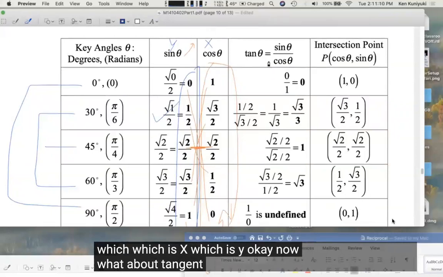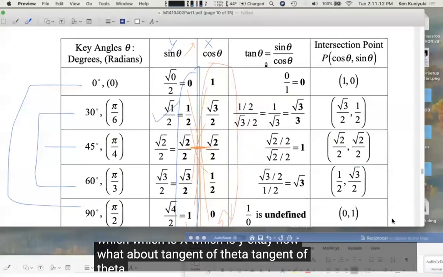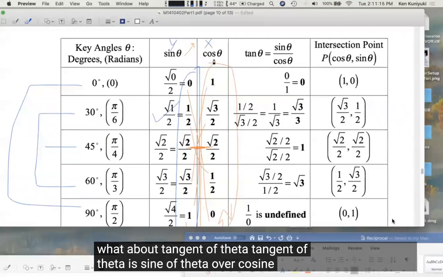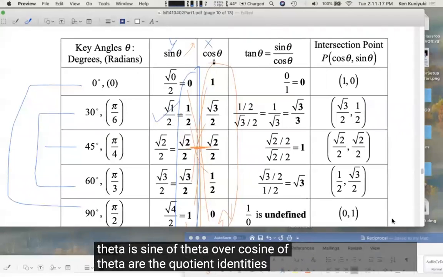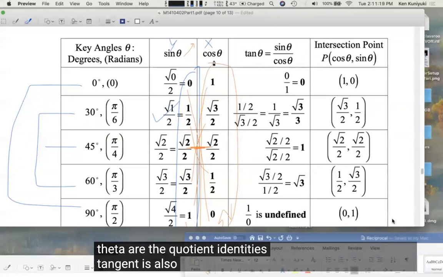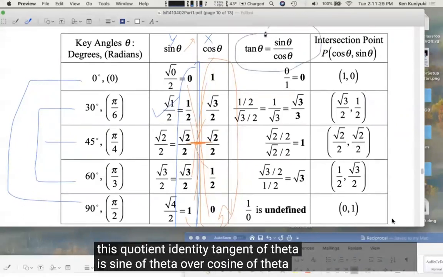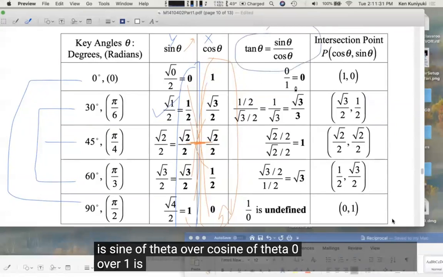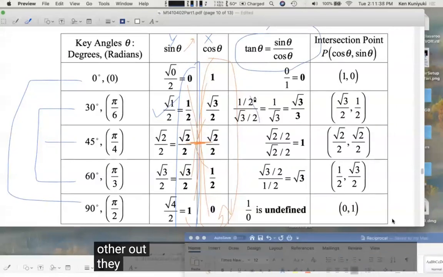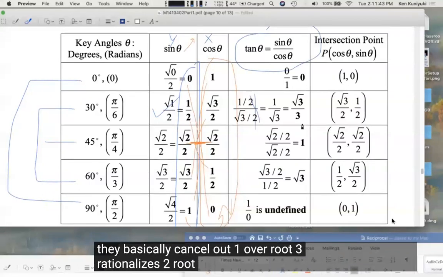Okay, now what about tangent of theta? Tangent of theta is sine of theta over cosine of theta by the quotient identities. Tangent is also slope. We'll talk about that. Now, numerically, we're going to use this quotient identity. Tangent of theta is sine of theta over cosine of theta. 0 over 1 is 0. This fraction over this fraction, the little 2's knock each other out. They basically cancel out. 1 over √3 rationalizes to √3/3.